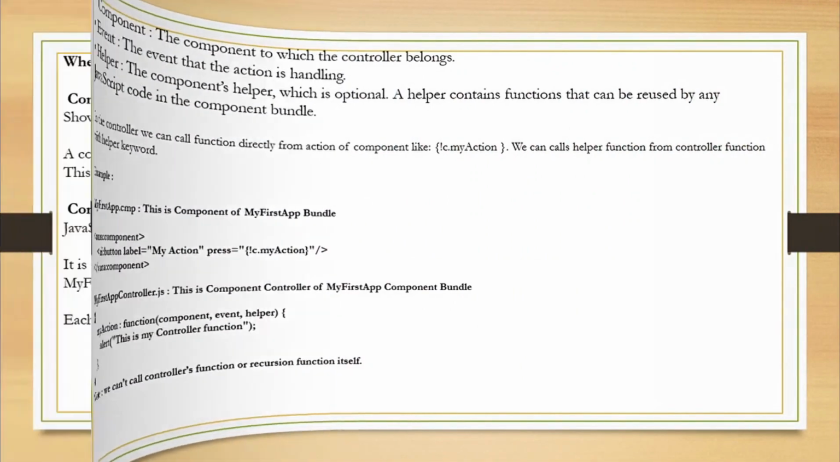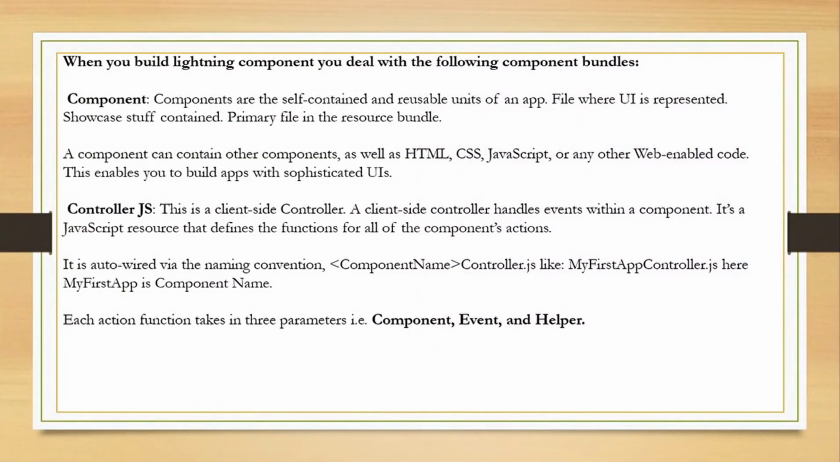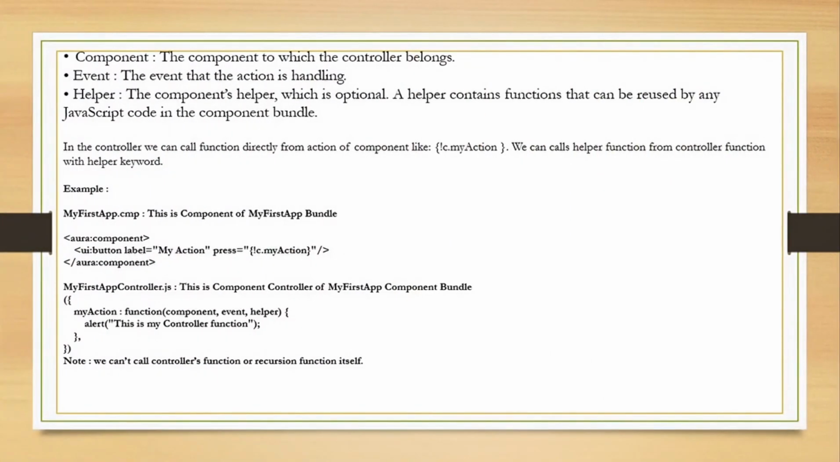Sorry, a mistake. Each action function takes in three parameters: component, event, and helper. The component is the component to which the controller belongs, the event is the event that the action is handling, and the helper is the component helper, which is optional. A helper contains functions that can be any JavaScript code used in the component bundle. In the controller, we can call a function directly from the action of the component. We can call a helper function from the controller function with the helper keyword.